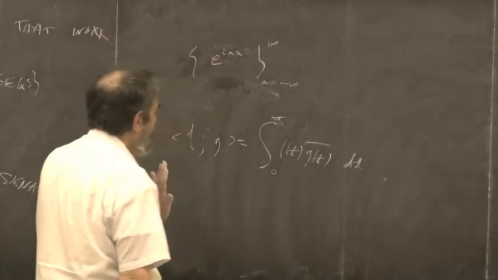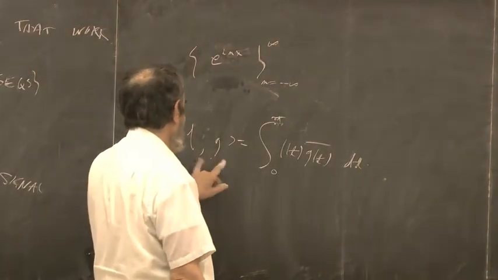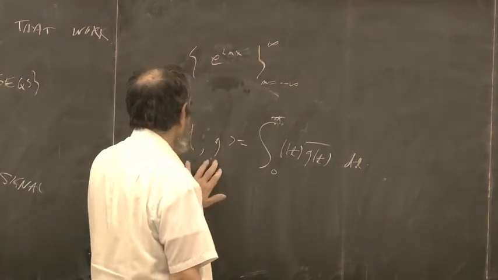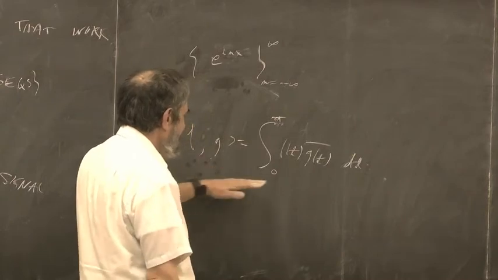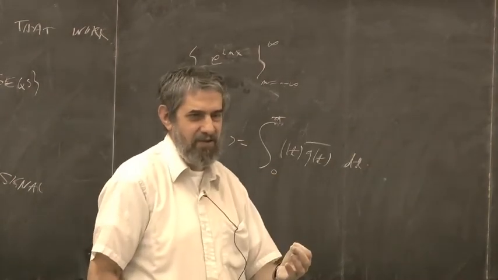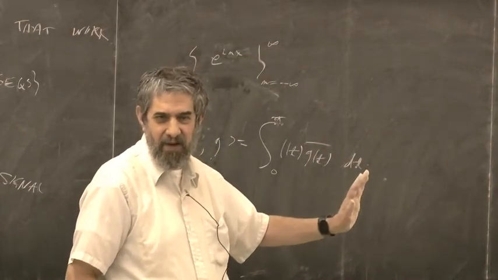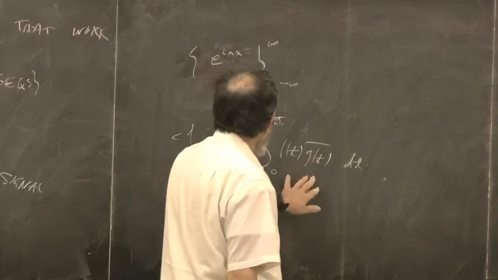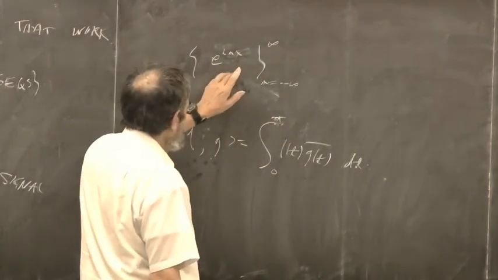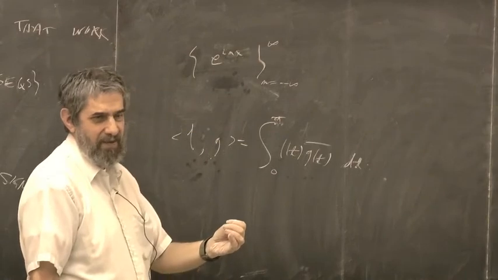Okay, that's not quite an inner product, because you can have a function whose inner product with itself is 0. But if we stick to continuous functions, then if the inner product of it with itself is 0, the function actually is 0. So this is actually an inner product. And the nice thing about it is that in this inner product, these functions are actually mutually orthogonal.